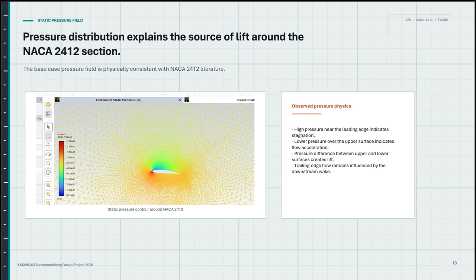This slide shows the static pressure contour. A high pressure region appears near the leading edge. It is because the incoming flow slows down when it first meets the airfoil, and on the upper surface the pressure is lower because the flow moves faster over the curved surface. This pressure difference is the main reason for lift generation. The result is also similar to the pressure pattern reported in NACA 2412 literature.